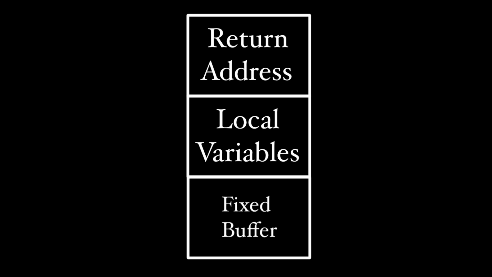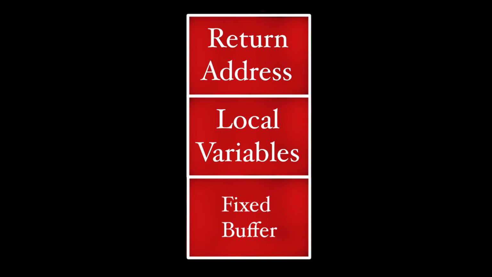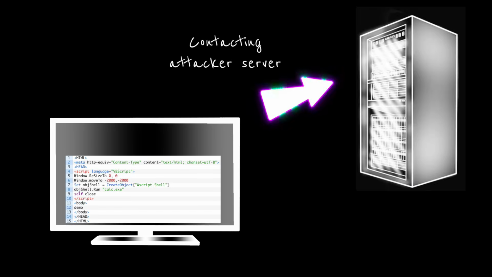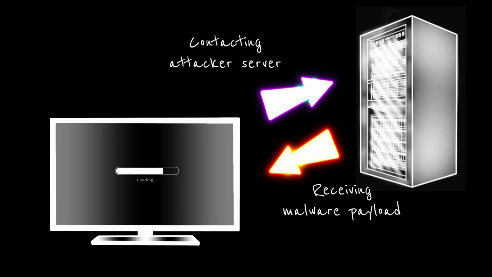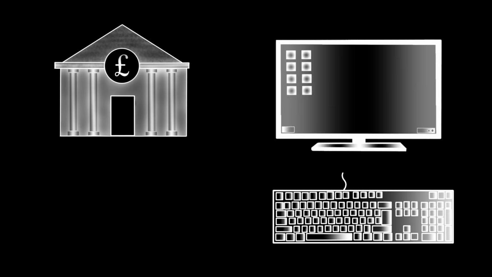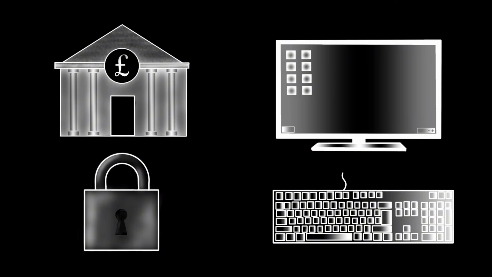Step 3. The malformed data in the object triggers the buffer overflow, overwrites the return address, and the attacker's shellcode takes over execution. Step 4. The shellcode reaches out to the command and control server over the network, downloads the real malware payload and runs it. From there, the payload can be almost anything: a banking Trojan, a keylogger, a remote access tool, or ransomware.